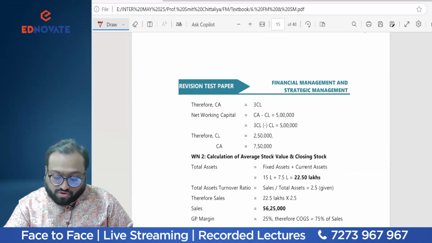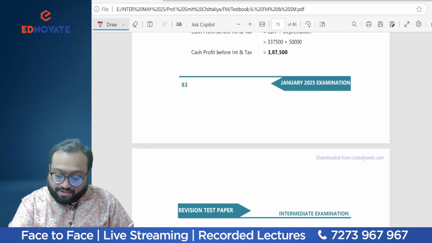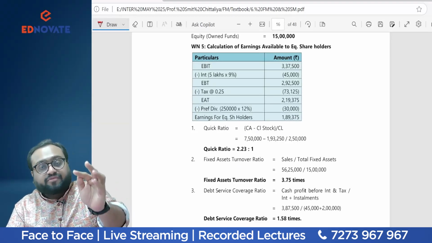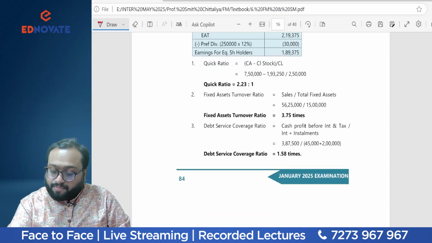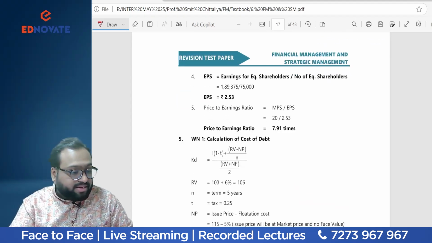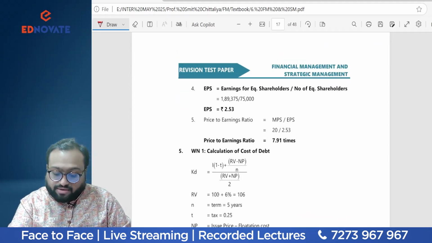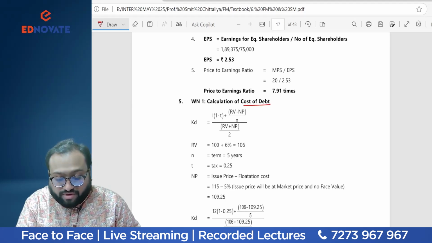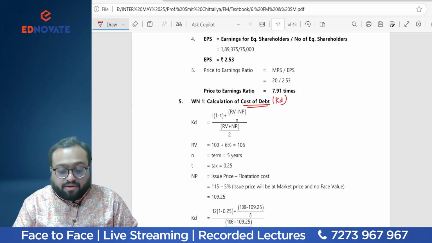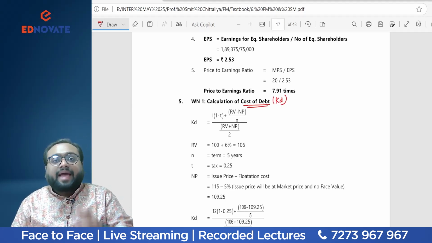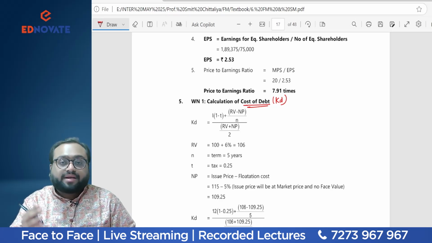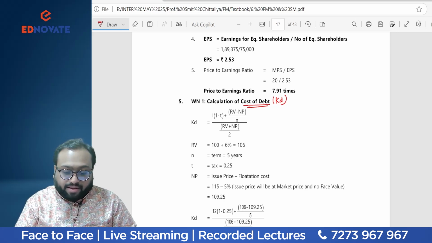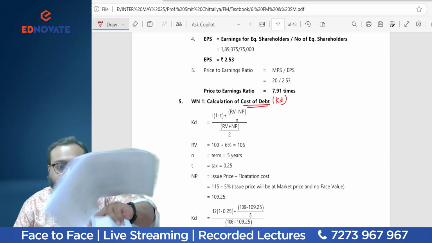So the solution for your question number 5, have a look at it. What we need to find out? We need to find out KD, KP, KE, and with the help of that we'll find out the WACC using the market value weights. They have very carefully told us to use a market value weight. Now we know how to find out cost of debt capital, KD. Redeemable debentures are there, and the formula for redeemable debenture is KD is equal to interest (1 minus tax) plus (RV minus NP) upon N, whole divided by (RV plus NP) divided by 2, into 100.